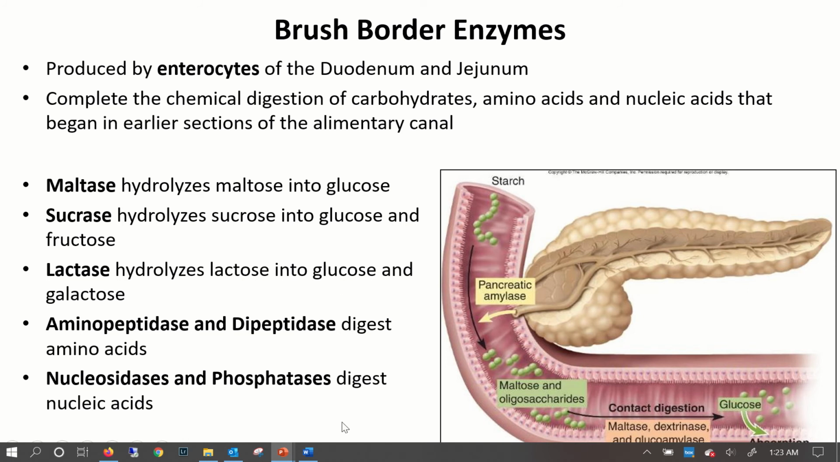The idea here is, once again, you are breaking things down into glucose itself because that is what's most readily usable in the body. You continue to see protein digestion take place as aminopeptidases and dipeptidases begin to break down those dipeptides and tripeptides into individual amino acids. And then finally, nucleosidases and phosphatases completing the digestion of nucleic acids. And so at the end of the activity of the brush border enzymes, the goal is that these individual monomers are ready to be absorbed.